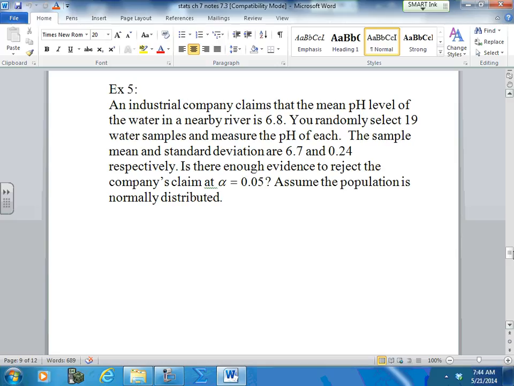All right. An industrial company claims, here's your claim, that the mean, mu, pH level of water in a nearby river is 6.8. There's your claim. The mean is 6.8. Is that the H0 or the HA? H0. It's got the equal sign. What's the HA? Is not equal.